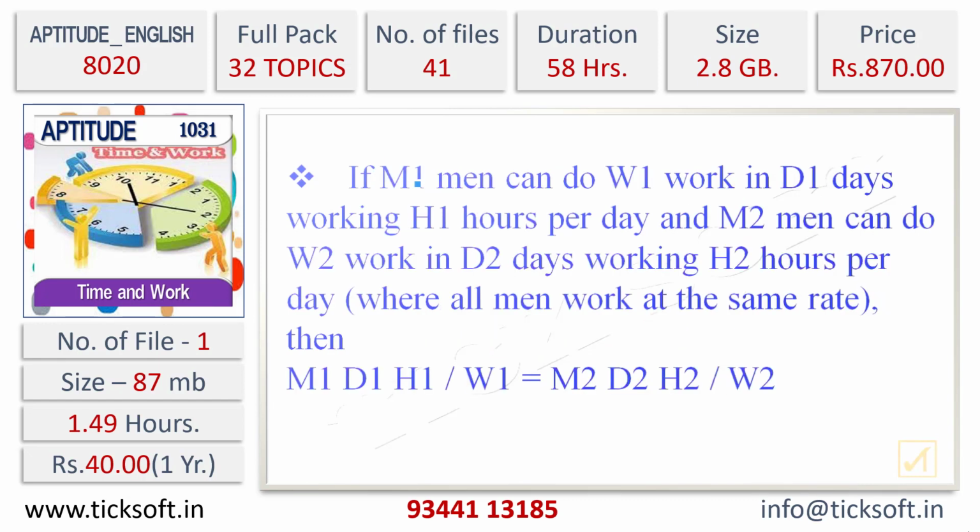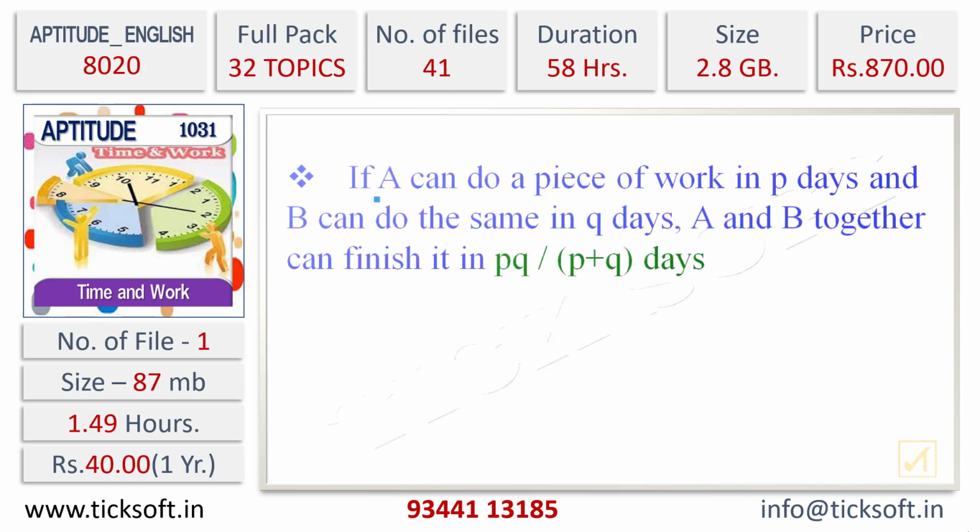And now we have the third formula. If m1 men can do w1 work in d1 days working h1 hours per day, and m2 men can do w2 work in d2 days working h2 hours per day, where all men work at the same rate, then m1 into d1 into h1 divided by w1 will be equal to m2 into d2 into h2 divided by w2. Now we have the fourth formula. If A can do a piece of work in p days and B can do the same in q days, then A and B together can finish it in pq/(p+q) days.